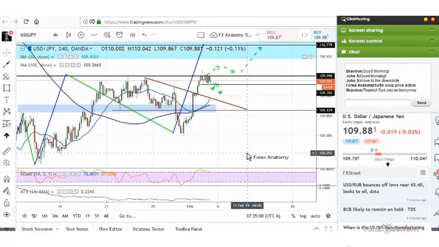Just pay attention to these particular setups when they form in the market. And I'll let you guys know when I decide to enter these positions as well.